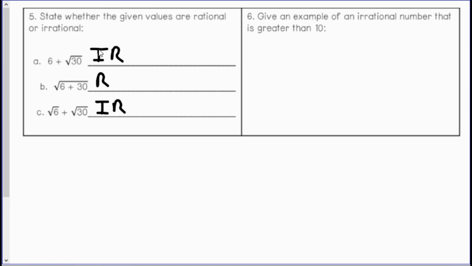And 6, give an example of an irrational number that is greater than 10. There is an infinite amount of numbers that you could have. An irrational number that is greater than 10 could be any non-perfect square that's bigger than the square root of 100. So we could say the square root of 101.